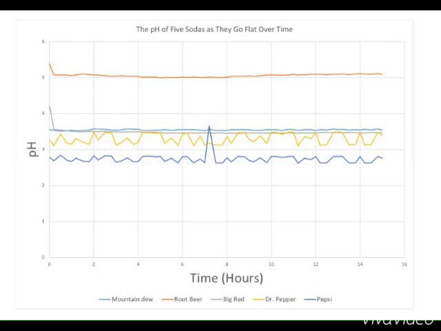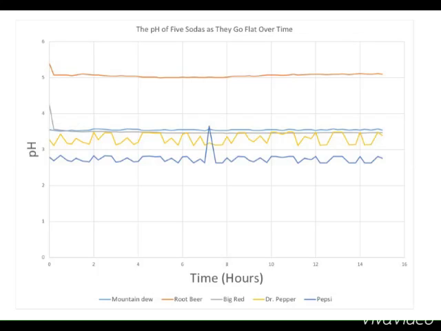Pepsi started out with a pH of 5.39 and it fluctuated between 4.99 and 5.11 throughout the 15 hours, ending at a pH of 5.09. The root beer started out with a pH of 4.25 and it fluctuated between 3.45 and 4.25, ending at a pH of 3.47. Big Red started out with a pH of 3.27 and it fluctuated between 3.11 and 3.49 over the 15 hours, ending at a pH of 3.39.